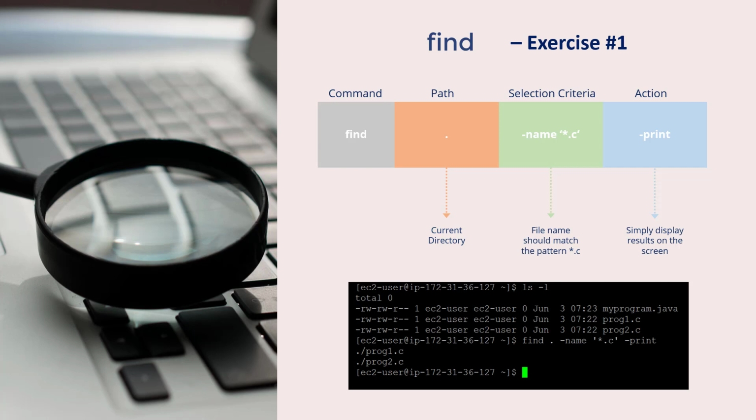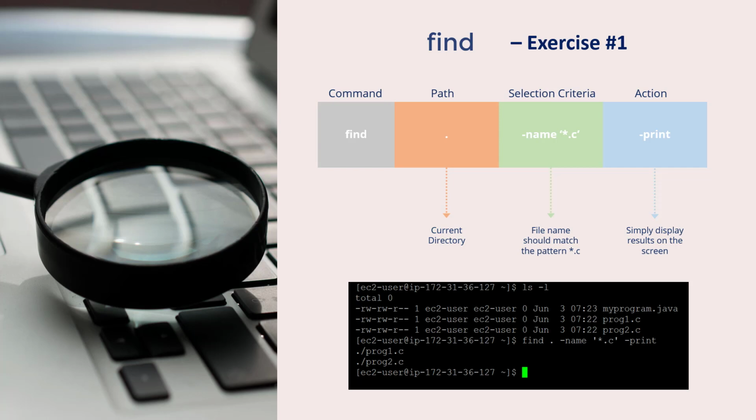Next is the green box where we have the selection criteria. This is the criteria we use to select files or in some cases exclude files. The last one is the blue box where we have the action. The default action is the print action, which simply displays the resulting file names onto the screen. We also have other actions which we will see down the line.